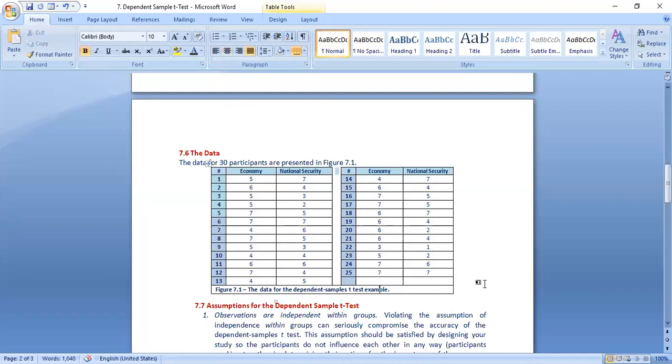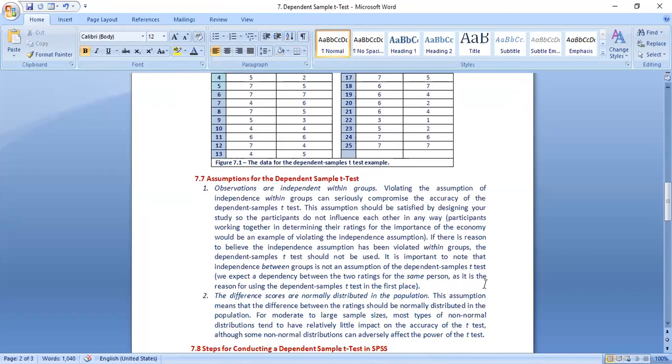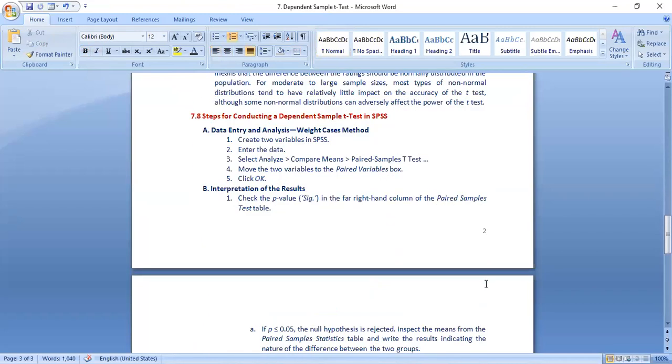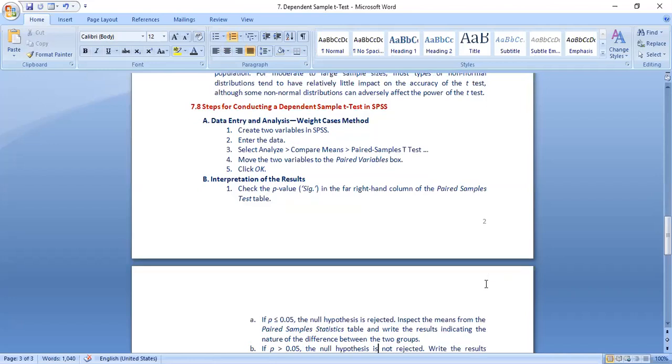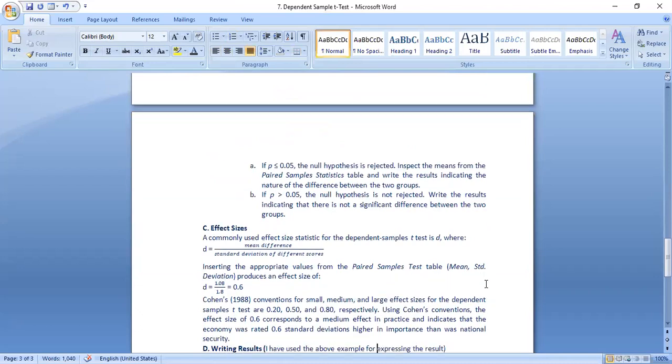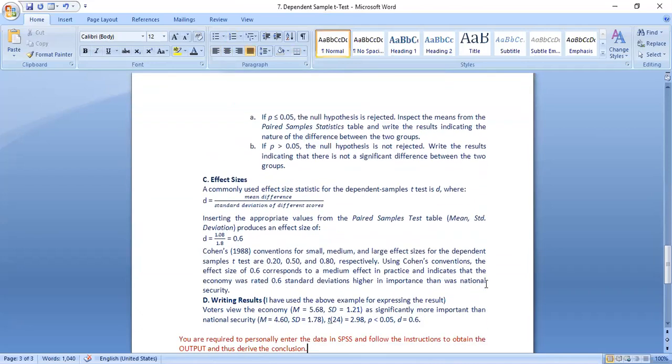Now there's something to talk about, assumptions. Assumptions, one should remember: assumption one, observations are independent within their group. And definitely the second assumption is that data has to be always normally distributed. That is something which is very vital when you're doing all the tests. So data has to be in normal distribution. Now steps, I'll not be talking much, because we have already discussed these steps. Now coming to the conclusions, and finally writing the answers.